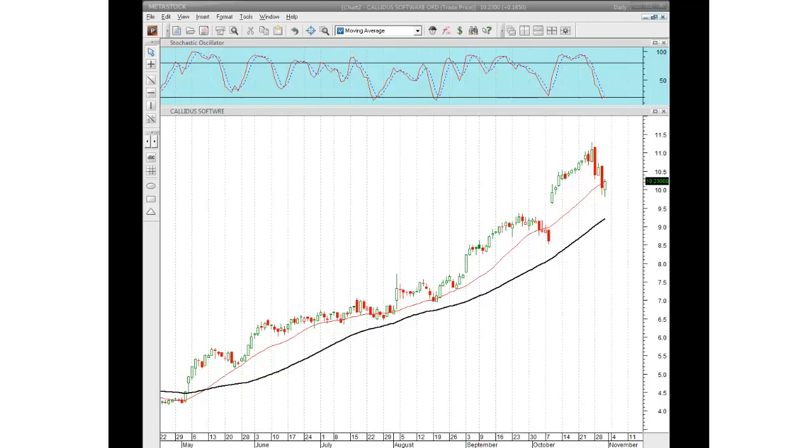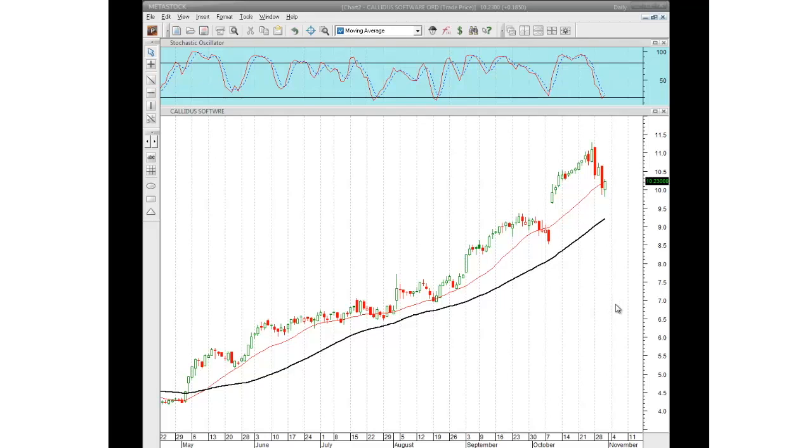Here we have CALD, Calidus Software. It's in a strong uptrend. As you can see, both 20 and 50 period moving averages are rising. The 20 period moving average is well above the 50 period moving average, and price is pulling down into the 20, pushing away, pulling into the 20, pushing away, and here it is pulling into the 20 again with a nice reversal candle. And just on the face value, this looks like a nice little ABC pullback, as we talked about before, and I would expect price to, from here, move higher.